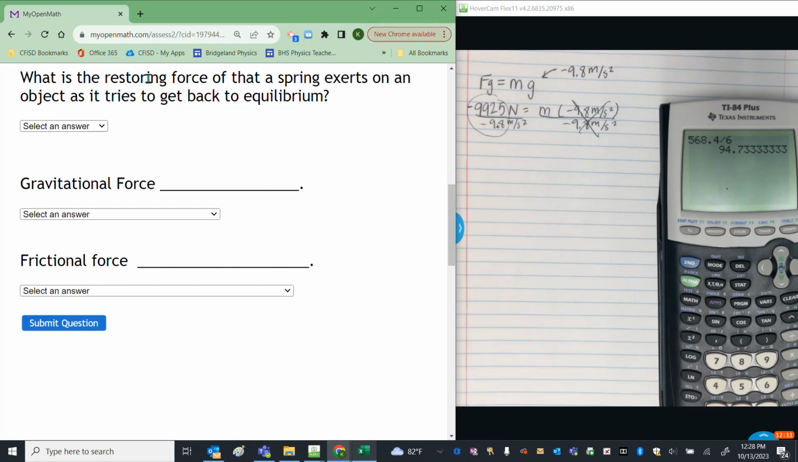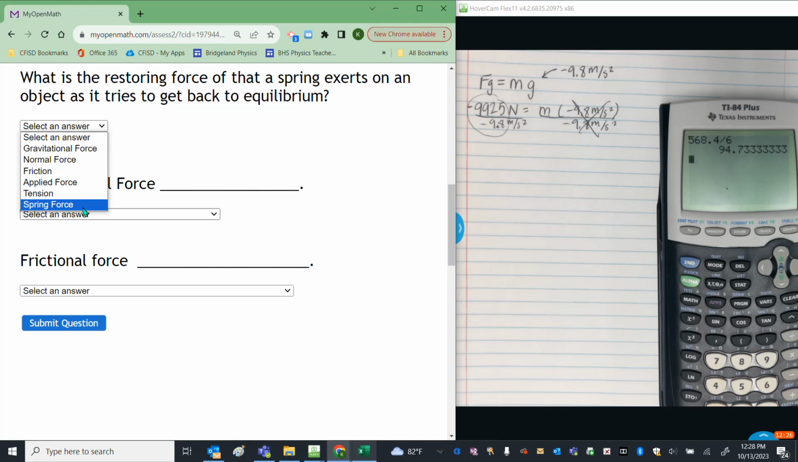What is the restoring force that a spring exerts on an object as it tries to get back to equilibrium? Again, this is, and I'm sure the name gives it away, going to be spring force. However, it doesn't have to be a spring. It can be anything elastic.